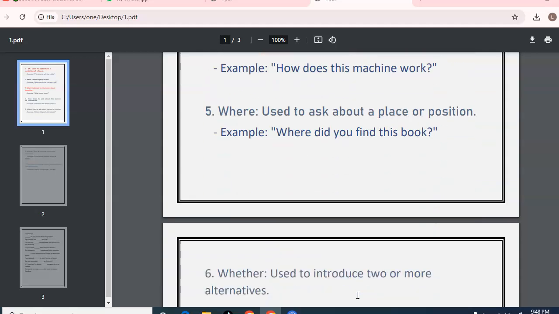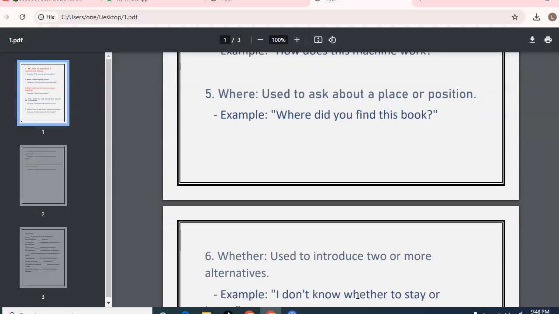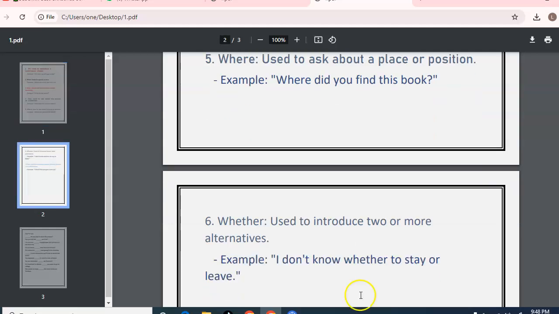Now let's go to the next one, that is whether. Okay, so we use whether to introduce two or more alternatives. For example, I don't know whether to stay or not, whether to stay or leave. I don't know whether to sit or stand. So it means you will give two alternatives. It means the same situation but two alternatives.